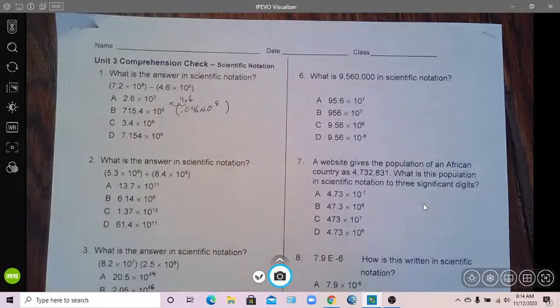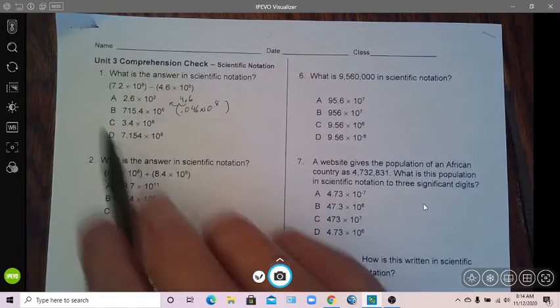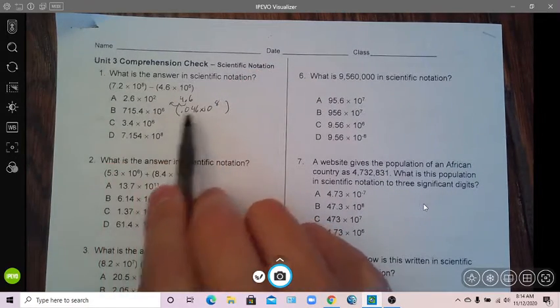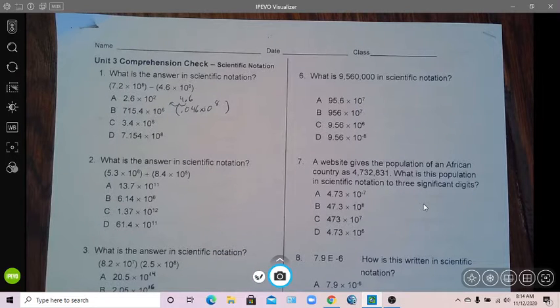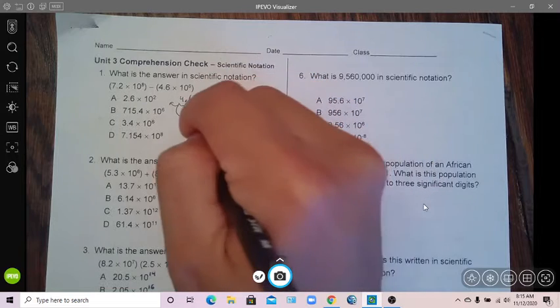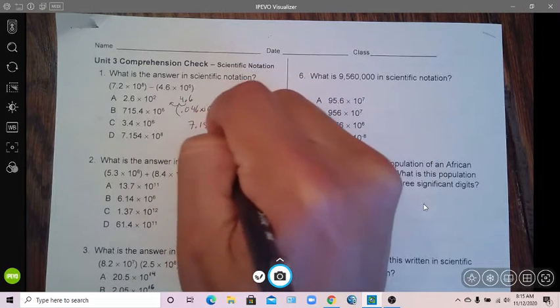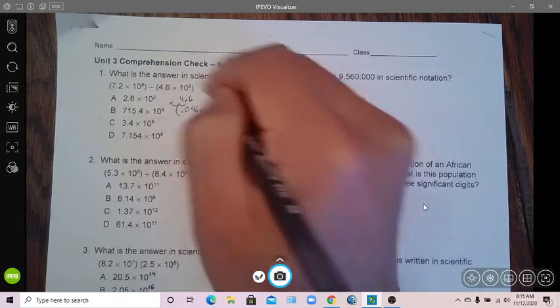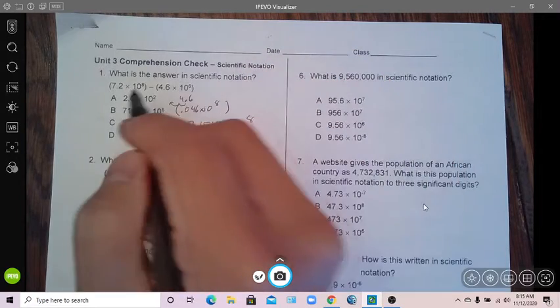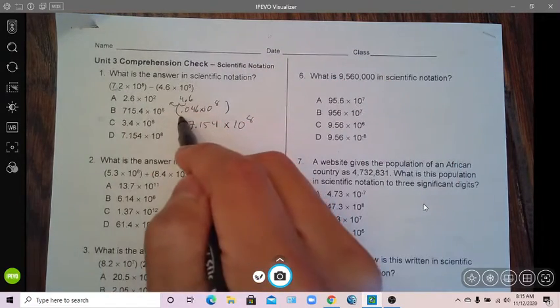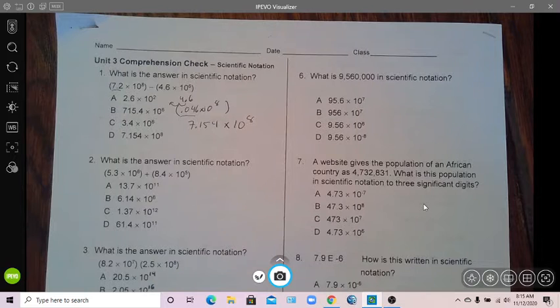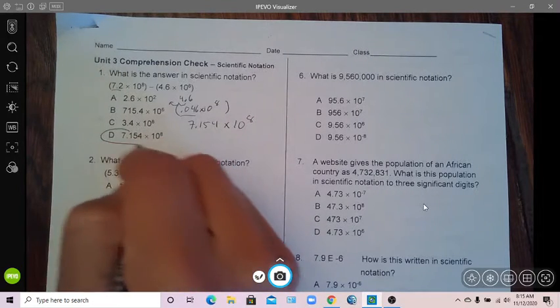Okay, so now what you're subtracting is 7.2 minus 0.046. Okay, and that gives you 7.154 times 10 to the 8th. Right, you're subtracting 7.2 and 0.046. Okay, so this one is D.